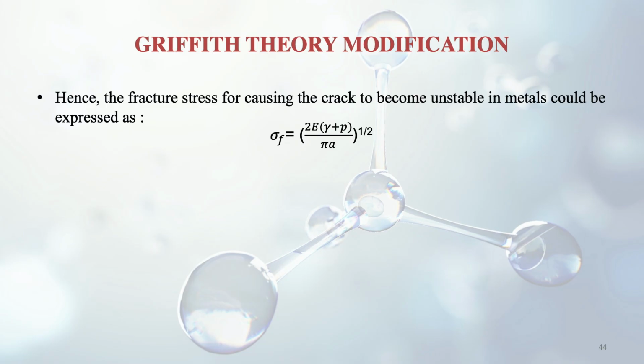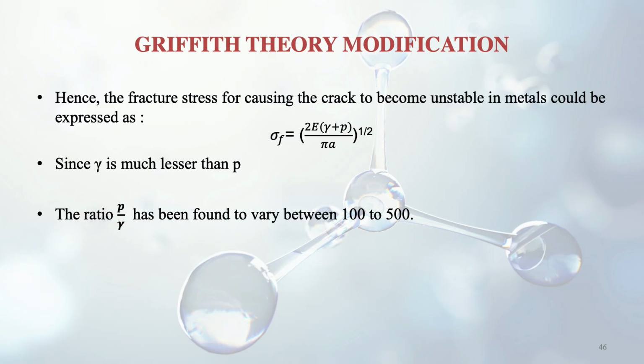So you can see here that there is an extra term, that is P, coming. The formula is the same as the earlier one. If you remember, the earlier formula was the root of 2E into gamma divided by pi A. Now gamma is much lesser than P actually, so we can neglect it. The new formula becomes the root of 2EP divided by pi A. Here the ratio P by gamma has been found to vary between 100 to 500. So this P is much larger than gamma, and that's why we are able to neglect it.